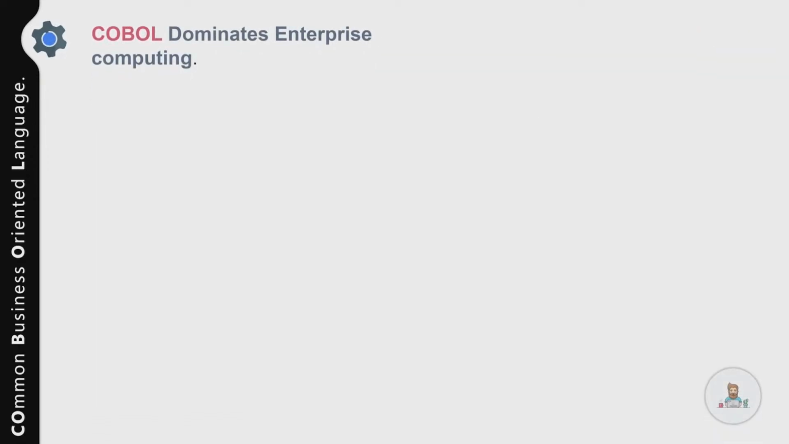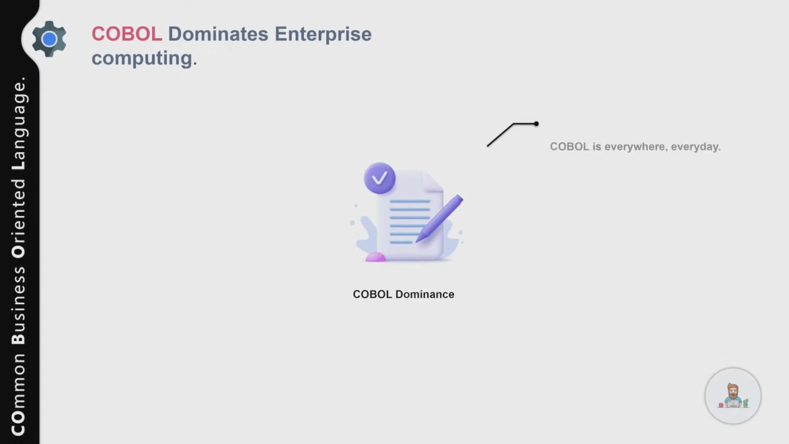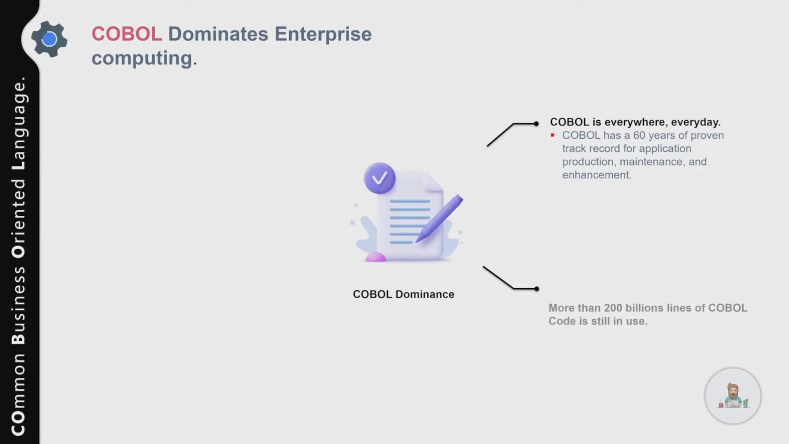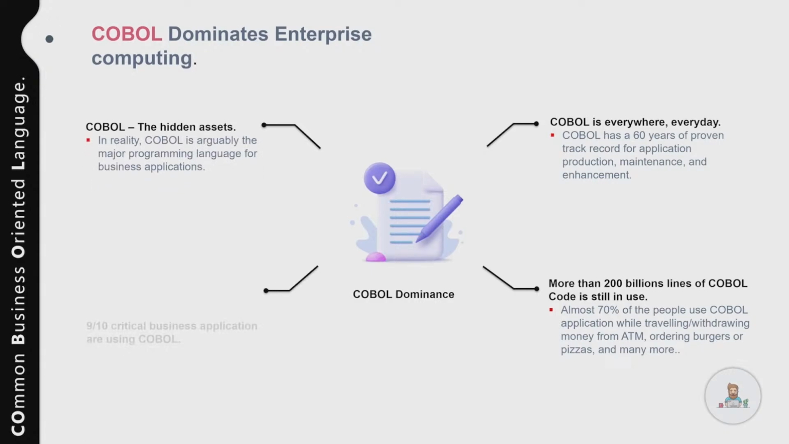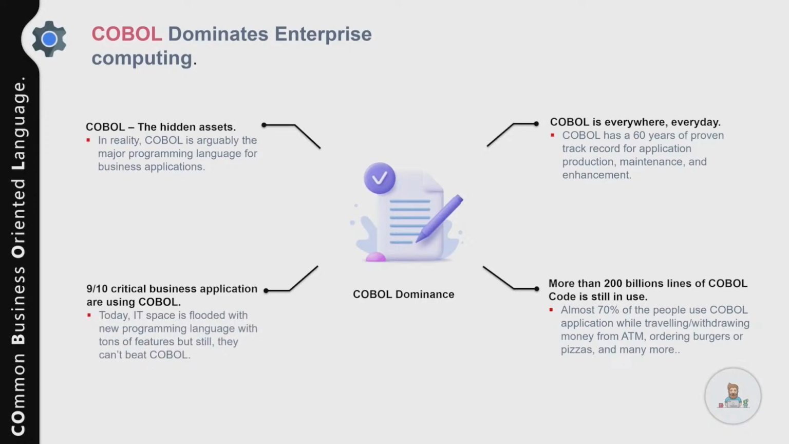Now let's try to understand why COBOL still dominates the enterprise computing space. As you know, COBOL is extensively used for business-oriented applications, and it is one of the oldest programming languages which is still in use. COBOL has a 60-year proven track record for application production, maintenance, and enhancement. Almost 70% of people use COBOL applications while traveling, withdrawing money from an ATM, ordering burgers or pizzas, or visiting a doctor, and many more. In reality, COBOL is the major programming language for business applications.